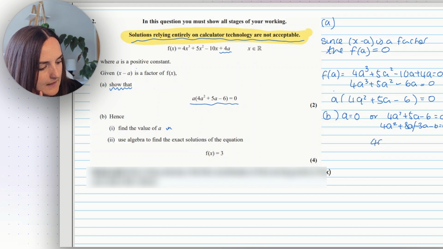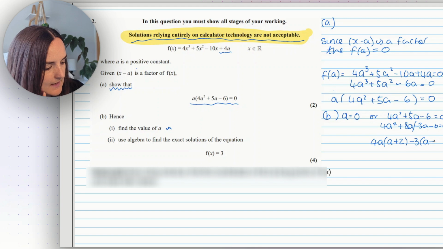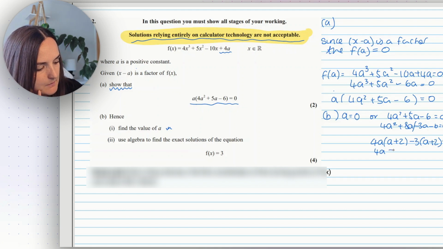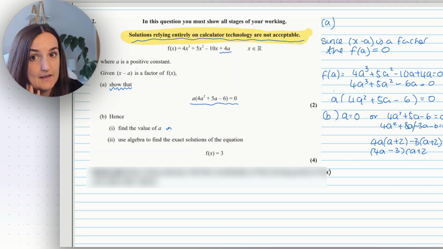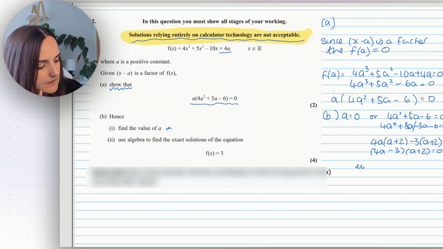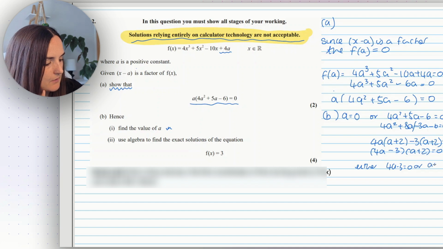So this becomes 4a brackets a plus 2, minus 3, and then this would be a plus 2 because minus 3 times positive 2 is negative 6, equals 0. So then we've got 4a minus 3 and a plus 2. You take the 4a and the minus 3 and you put it into one bracket, and this repeated factor, a plus 2, is your other bracket. So then we've got either 4a minus 3 equals 0 or a plus 2 equals 0, which would mean a equals 3/4 or a equals negative 2.